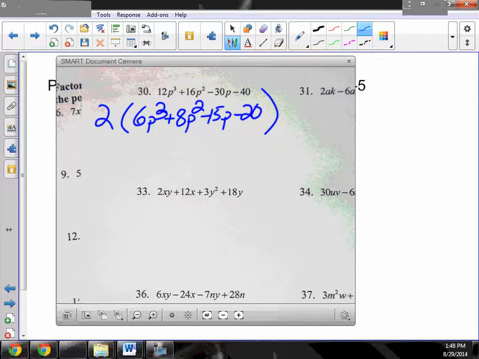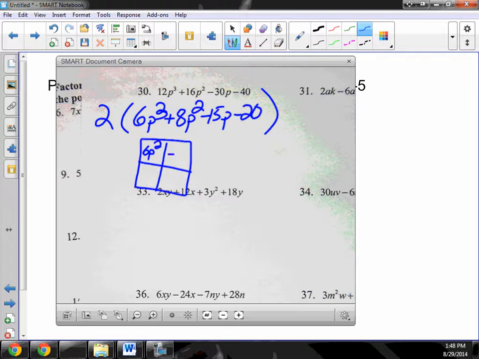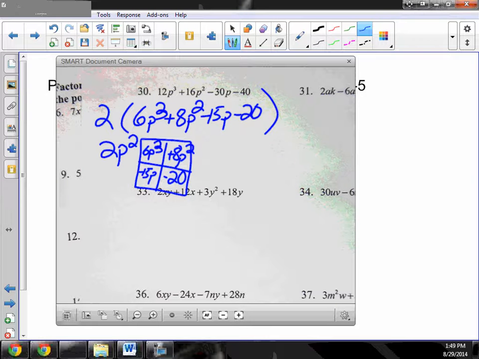So now I build the box. I just fill the box in: 6p to the fourth, plus 8p cubed, minus 15p squared, minus 20. What is shared in the top row? 2p squared, good. If I take out a 2p squared in this first box, what's left? 3p. So that goes on top.